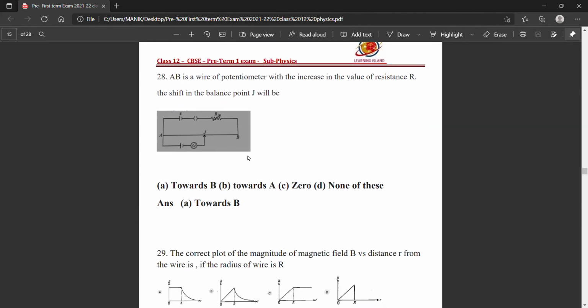Question number 28. AB is a wire of a potentiometer. With the increase in the value of resistance R, the shift in the balance point J will be. Here, if the resistance is increased, then we need to move the jockey towards B. So the answer will be option A, towards B.